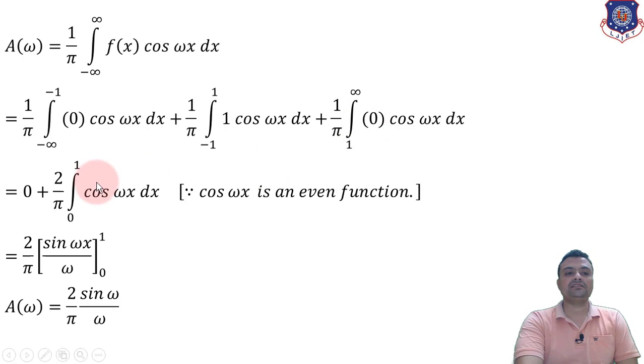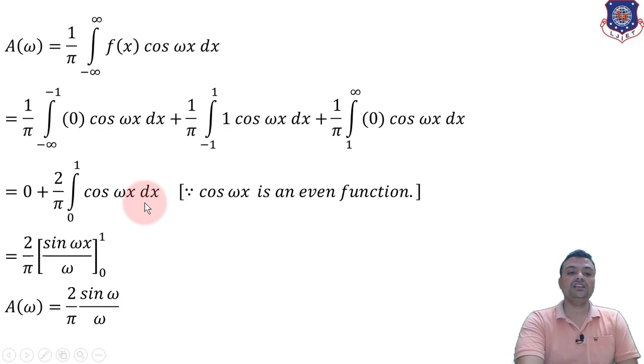So after taking this input, the only part which remains is 1 upon pi, integral from minus 1 to 1 of cos omega x dx. Now we know that cos function is even by nature. And if you are integrating any even function over a symmetric interval, you can consider the half range from 0 to any one side and you can double your answer. So it is 2 by pi, integral from 0 to 1 of cos omega x dx.